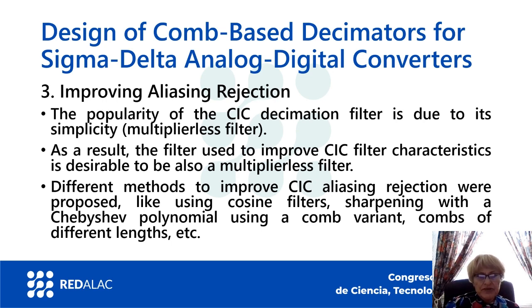Let's start with improving aliasing rejection. The popularity of the CIC decimation filter is due to its simplicity. The CIC filter is a multiplier-less filter. As a result, the filter used to improve CIC filter characteristics is desirable to be also a multiplier-less filter. Different methods to improve CIC aliasing rejection were proposed, like using cosine filters, sharpening with a Chebyshev polynomial, using a comb variant, combs of different lengths, etc.